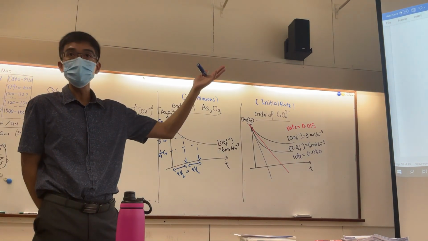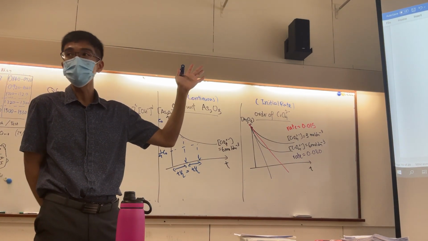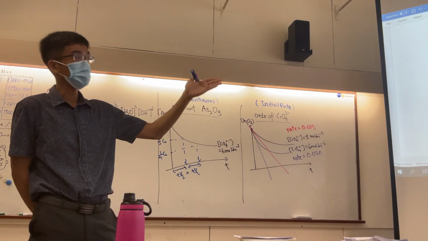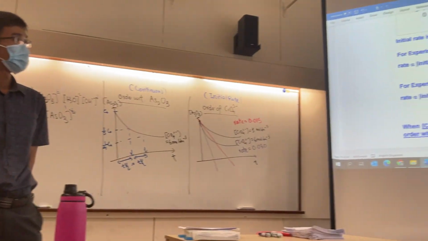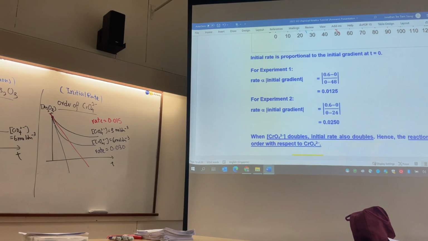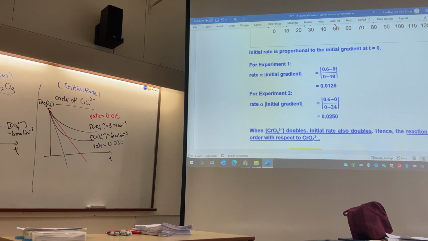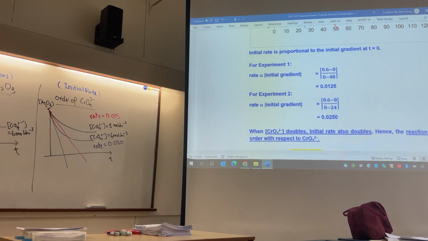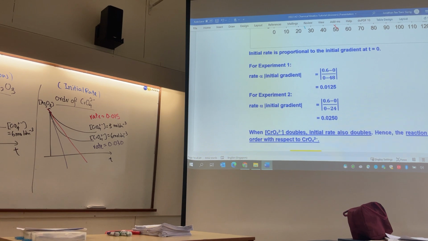I think there should be a unit there for the rate of reaction. I don't know why I forgot to write it down. Can you tell me what is the unit, since it is the gradient of your graph? Mole per dm cube per? Yes, so it's better to write down the units as well. The unit should be mole per dm cube per second, because it is basically just the gradient of your graph, which is y over x.